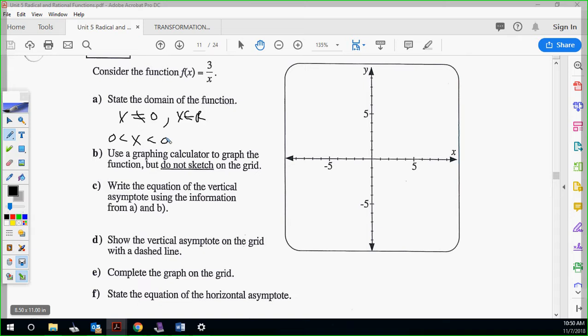Use a graphing calculator to graph the function, but do not sketch on the grid. So we're not sketching on the grid yet. If you want to use your graphing calculator, you can. I'll go ahead and wait for you guys to do this. All right, so you sketched on your graphing calculator, so that's good.